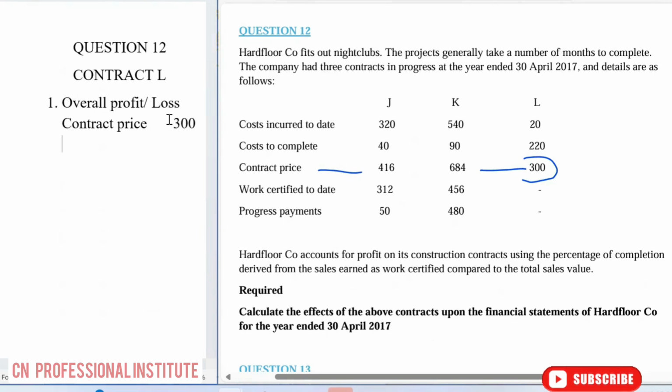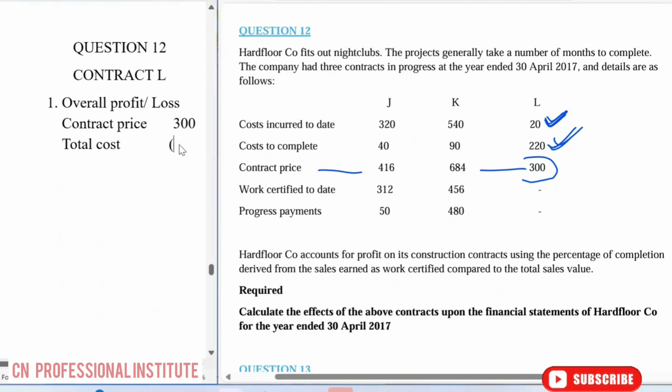Then total cost. What's our total cost? It is cost to date plus cost to complete. Our cost to date is what? Sorry, cost incurred to date is rather 20. Cost to complete is what? 220. Okay, so when you add 20 to 220, you get 240.